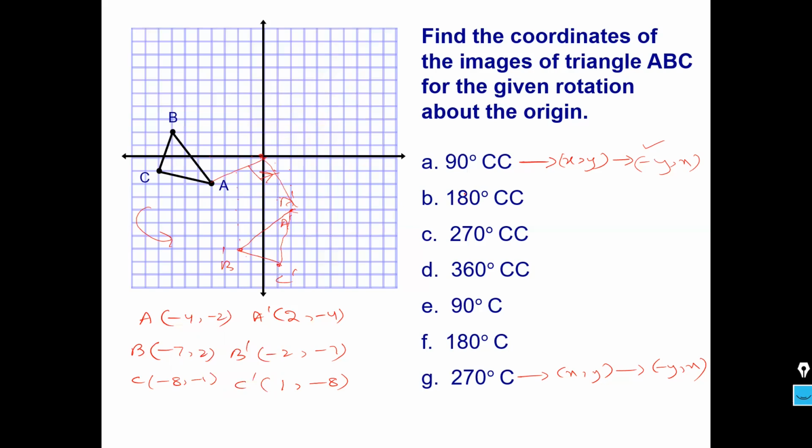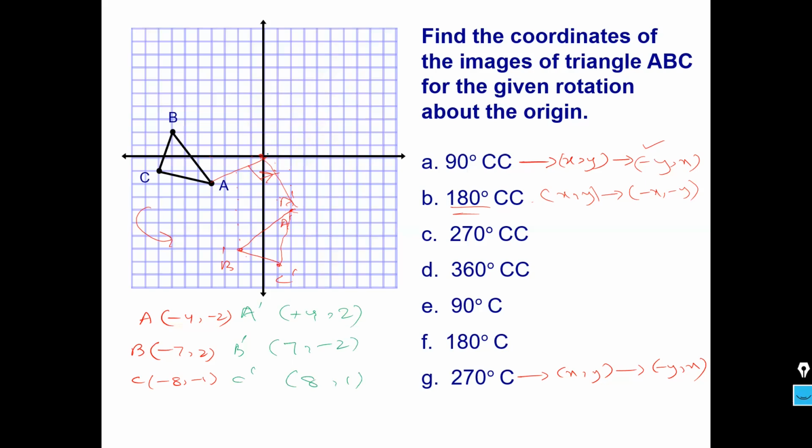Like we can also start with 180 degrees. For 180 degrees, all x and y will convert into negative x and negative y. So if we want to make another shape, then we shall find A dash, B dash, C dash. While making, -4 will become +4 and +2. Then B dash is 7 and -2. Okay. And C dash is 8 and 1. So A dash we may draw now: 4 and 2.